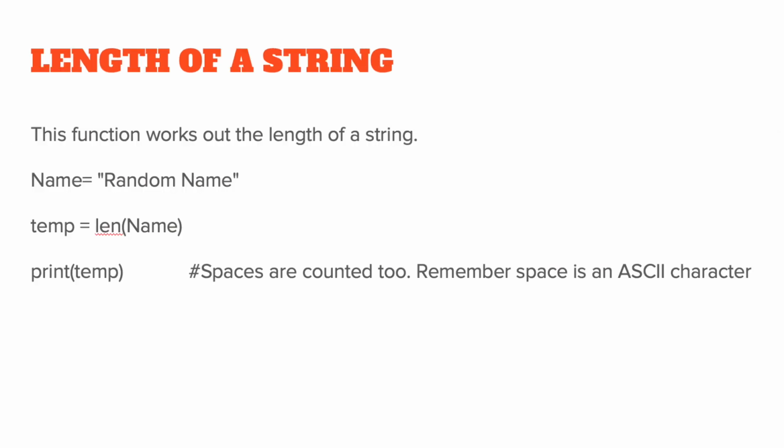Now sometimes we need to work out the length of a string, and that's again pretty straightforward. Just like an array, we can use the built-in length function, or len, L-E-N, and all you need to do is have a string, most likely in a variable, and then to another variable, in this case temp, we can just simply use len. This is a built-in function, and then we pass the parameter name, and that's going to assign whatever the length of that string is, or that array is, into the temp variable, and then we can print this out. Please do remember that spaces are also counted because space is an ASCII character, and to a computer that has value. So just be careful when you're dealing with strings with spaces.